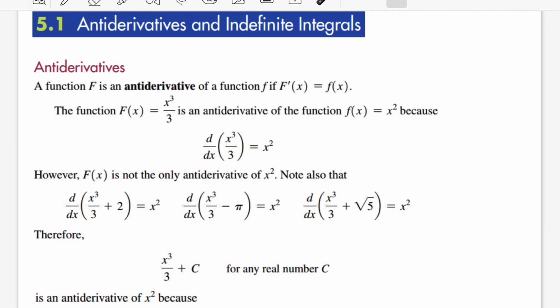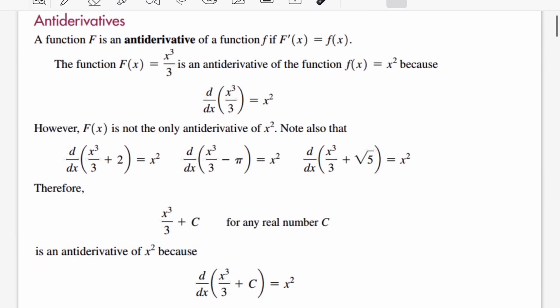And this is because we know that the derivative of a constant is going to be 0, and these are all constants. So what we say is the antiderivative of x squared is going to be x cubed over 3 plus capital C for some real number c. And that is going to be the antiderivative of x squared, because if we were to take the derivative of this, we get x squared.